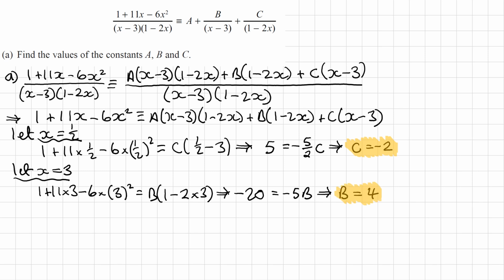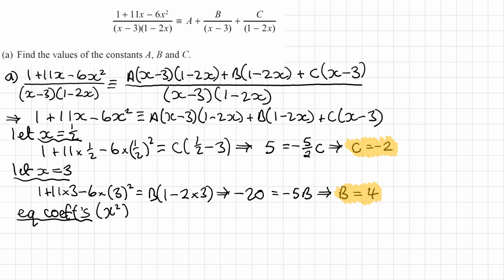Now there isn't a value of x I can substitute in that will allow me to find A, so I need to equate coefficients, and I'm going to be careful about which coefficients I equate, because I want to make the working as easy as possible. Now when I expand the brackets, I'm going to get a coefficient of an x squared term here, but not from anything else. So that's what I'm going to do, just equate the coefficient of the x squared terms.